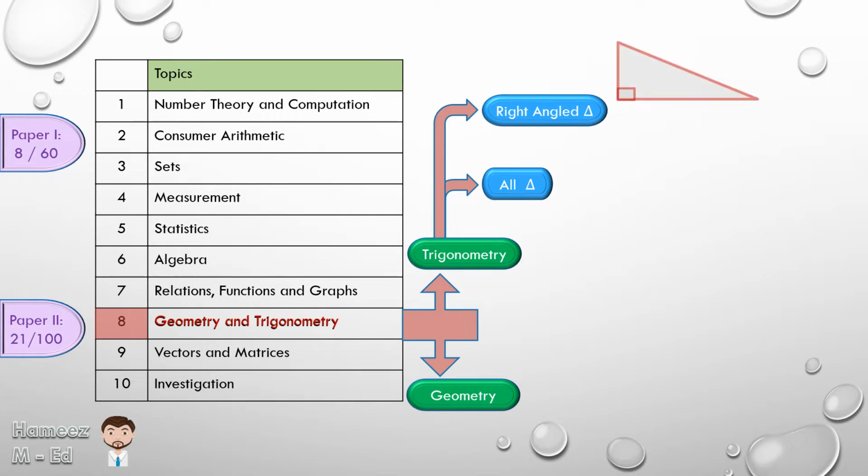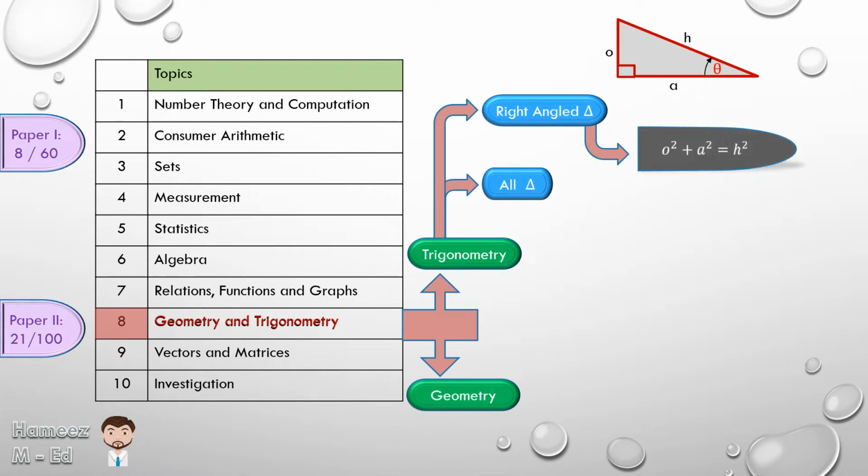Right-angled triangles, as we can see from the diagram, there is an angle, let's assume theta, and the longest side is called H, or the hypotenuse, which is opposite the right angle. The side touching the angle theta, or next to it, is called the adjacent side, or A, and the side opposite to it is O. From this relationship, we can find our first formula in this topic, which is Pythagoras' theorem, which relates the lengths of all three sides, such that O squared plus A squared is equal to H squared.